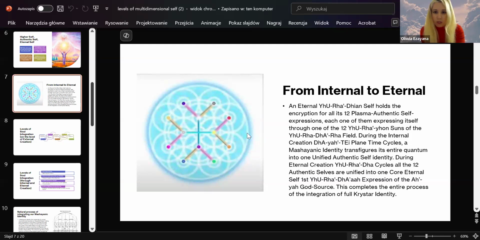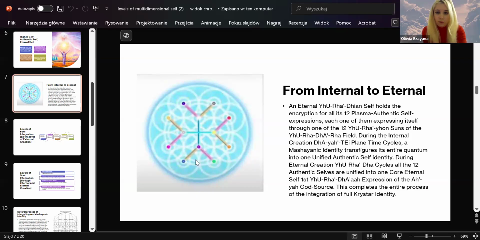During the internal creation deity plane, time cycles, a Mashayanic identity transfigures its entire quantum into one unified authentic self-identity. During the eternal creation Urada cycles, all the 12 authentic selves are unified into the one core eternal self, first Yura-Deya expression of the Aya God source. This completes the entire process of the integration of the full Christar identity.